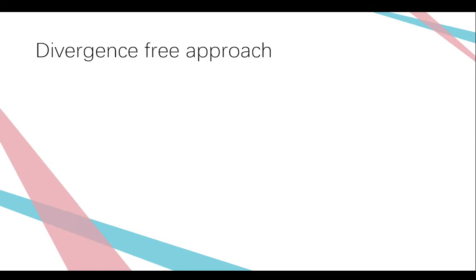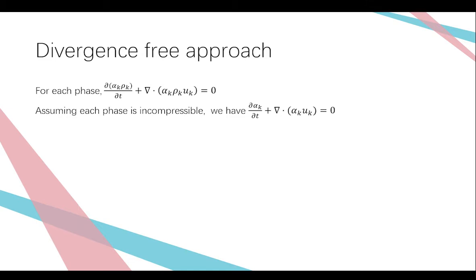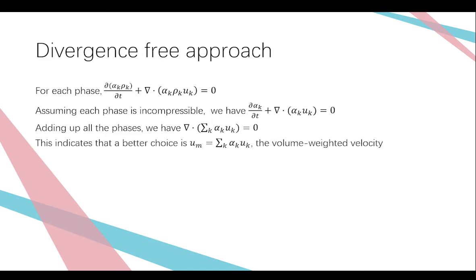We start from the continuity equation of phase K. The change of mass corresponds to the divergence of the flux. Assuming all the phases are incompressible, we drop the rho and have this formulation. Adding up all the phases, we have a divergence of some term that equals to 0. This indicates that a better choice is to use the sum of the velocity of each phase multiplied by its volume fraction. This is the volume-weighted mixture velocity.